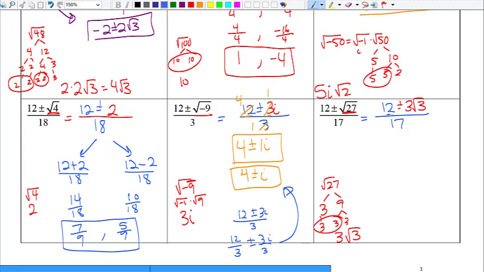Can 12, 3, and 17 all be divided by the same number? Well, I don't think so. 17 doesn't look real helpful there. So that's as far as I need to go on that problem. Okay, this concludes our lesson on the introduction of complex numbers and simplifying expressions with radicals.